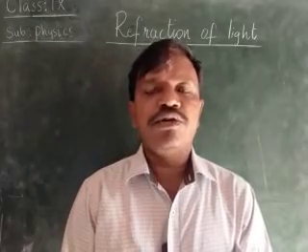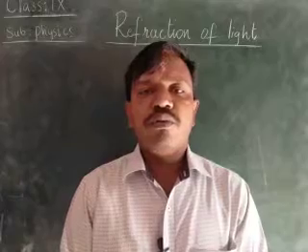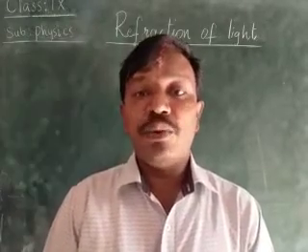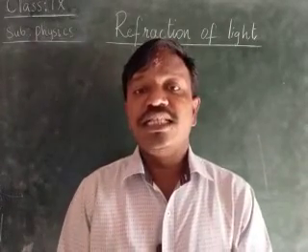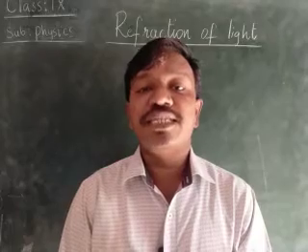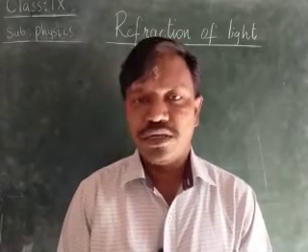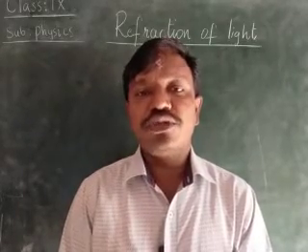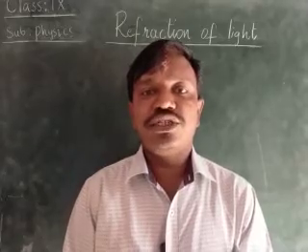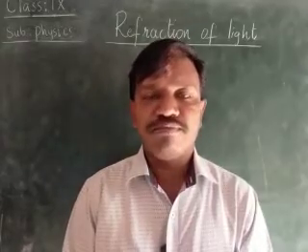And here N is equal to C by V, where the value of C is 3 into 10 to the power of 8 meter per second. It is a constant value, children. The speed of light in vacuum is constant, always the same. That is 3 into 10 to the power of 8 meter per second.